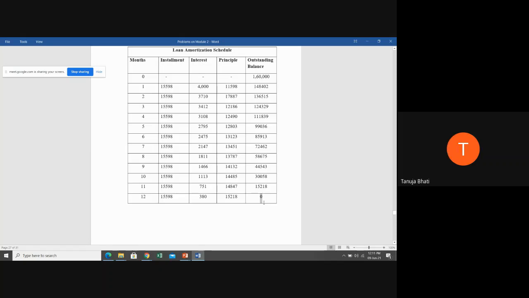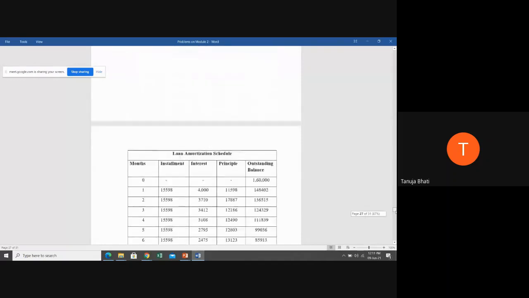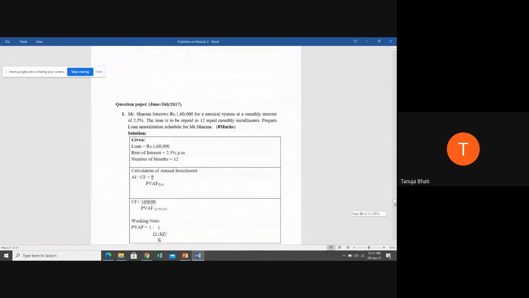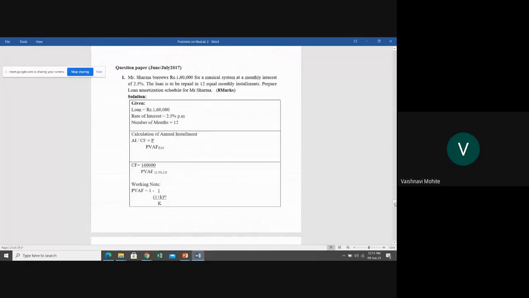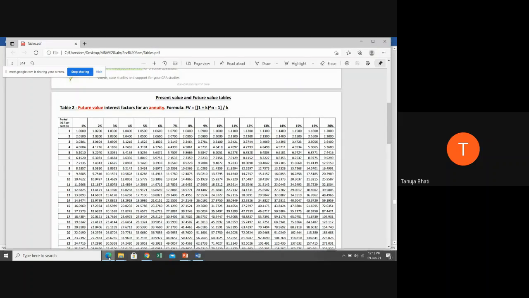That is outstanding balance and principal amount. Okay. So did everyone understand this particular problem? Yes, students. Yes, ma'am. Okay. Here the main important thing that we have seen is in the absence of table, how do we calculate? So we see tables. Just a second.